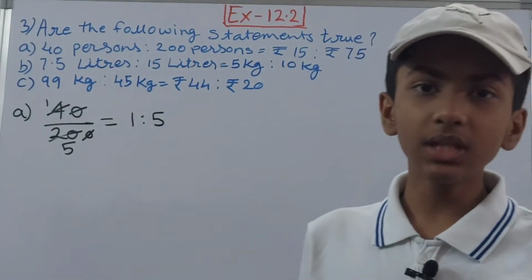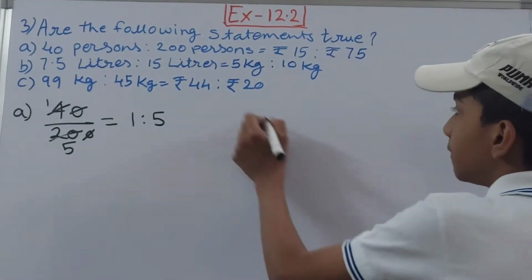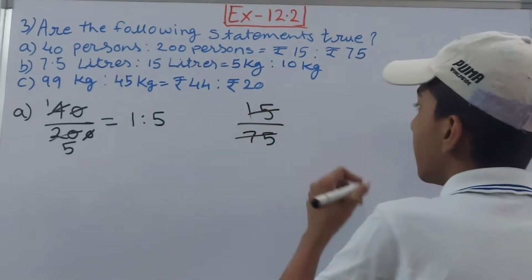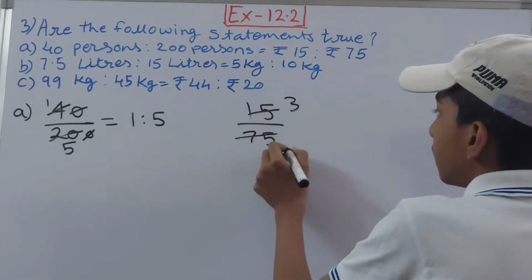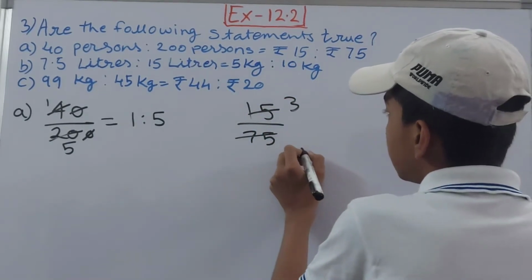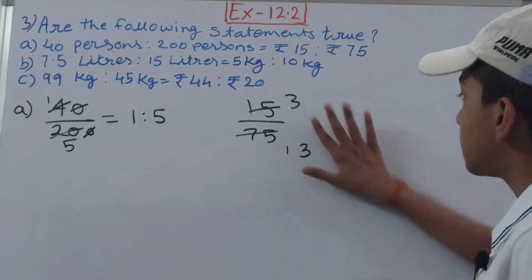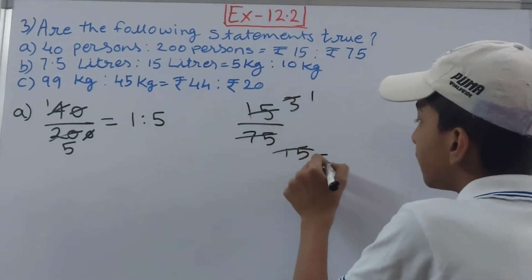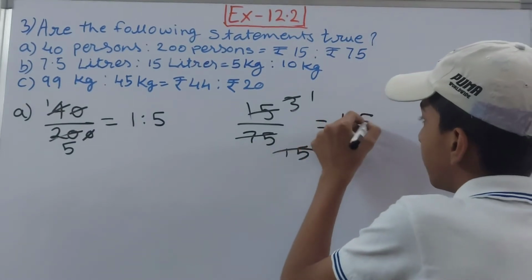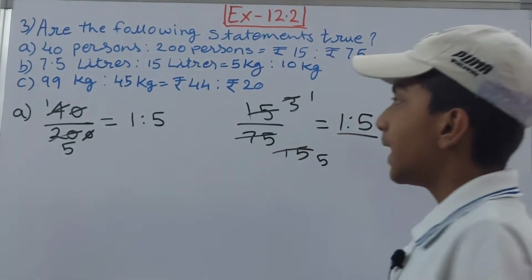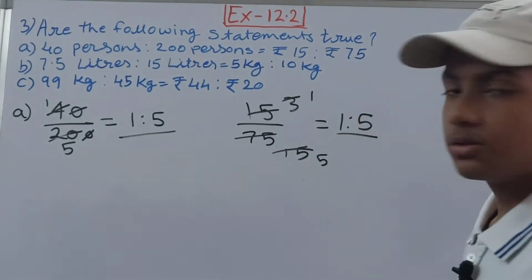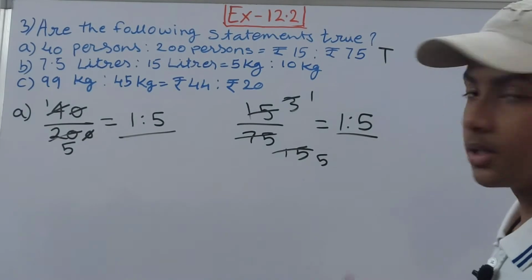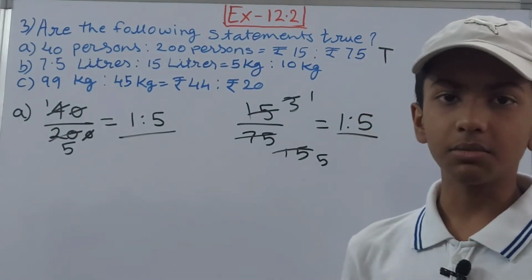Now you see, next one is rupees 15 upon 75. Again cut this by 5, 3 and 15, and then by 3, 1 and 5. So you get 1:5. So here 1:5 and here 1:5. Right. So what can we say is that this statement is true. Okay, this statement is true. Let's move on to the next statement.